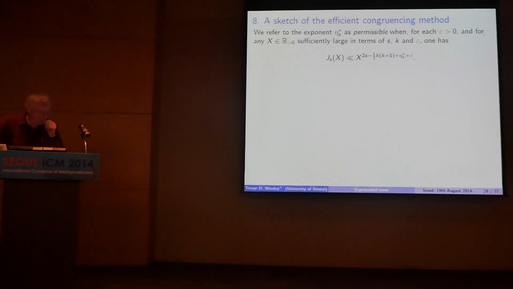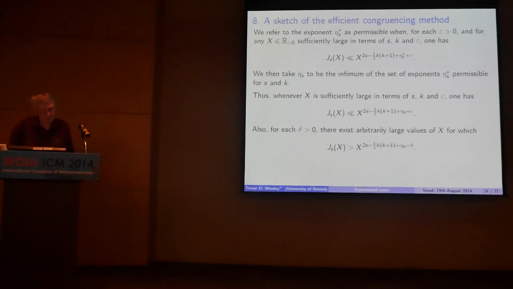So the basic setup when you're estimating this mean value is that you want to measure how close you are to the conjectured estimate. For large values s, the conjectured estimate is like x to the 2s minus a half k(k+1). And there's a way to measure how close you are to this involving some infimum of permissible exponents. The idea is that there are large values of x where you get a lower bound which is pretty close to this, and for all large enough values of x, the upper bound is also pretty close to this. So that's a way to calibrate where we are in this kind of game.